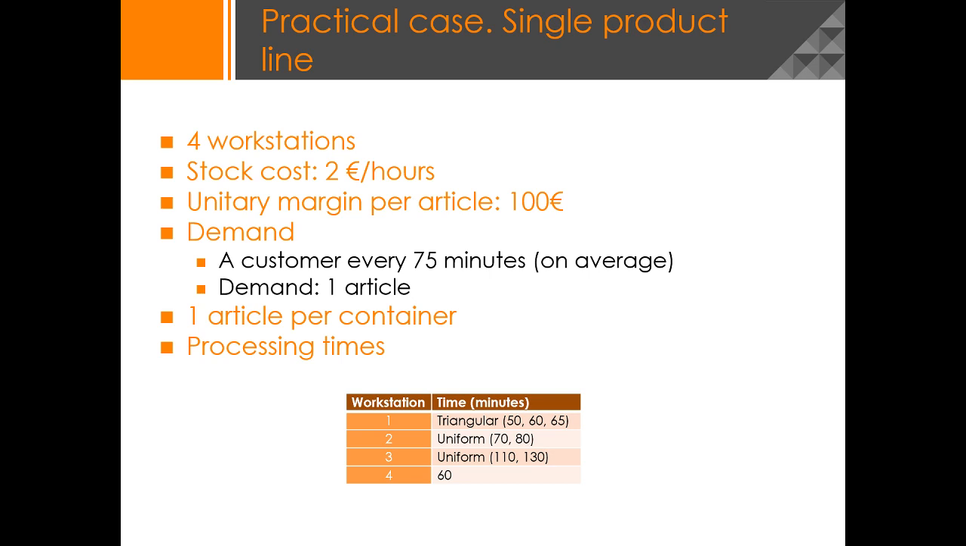Every time we sell an article, we earn 100 euros, and we will assume that we have a demand corresponding to customers arriving on average every 1 hour and 10 minutes, 70 minutes on average, and they demand just one article each time they arrive. And we will assume we have one article per container, which means that the production size of an order is just one article, and we have the processing times we commented on here.